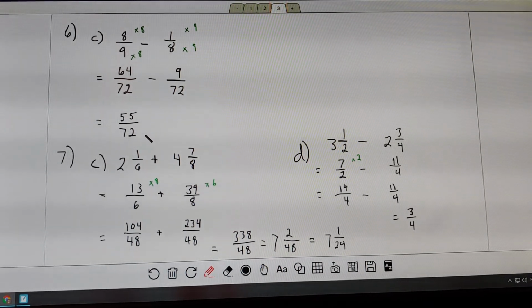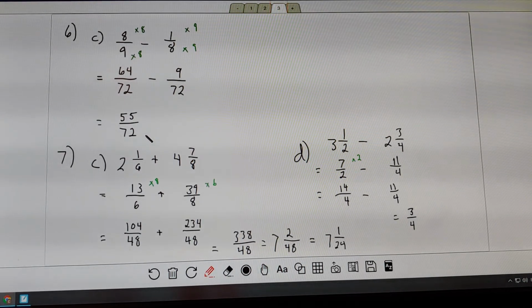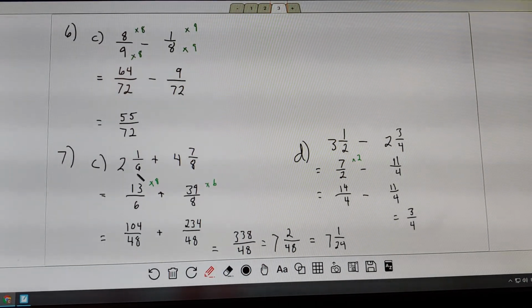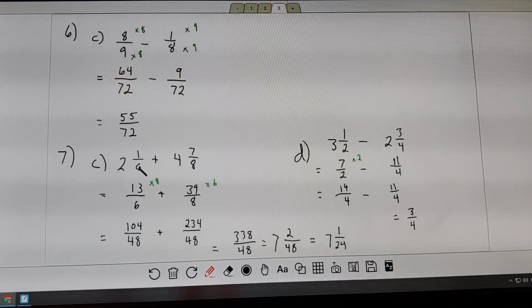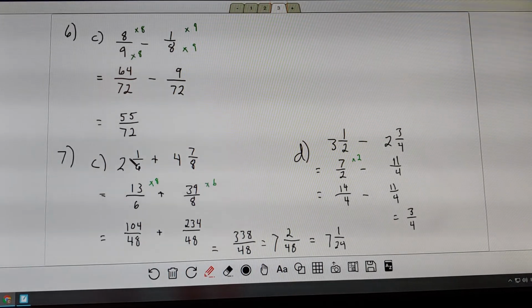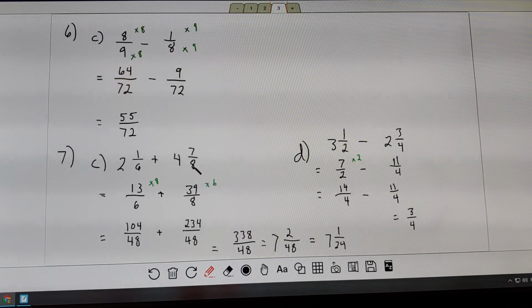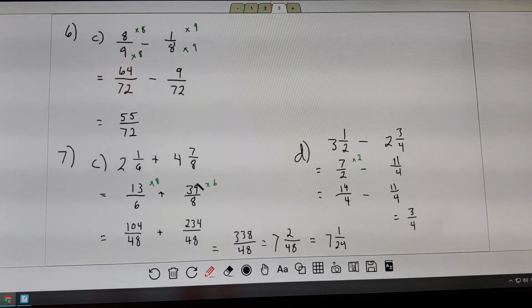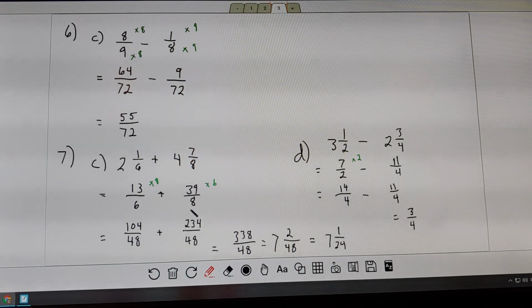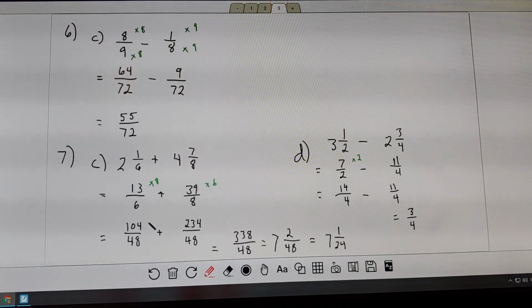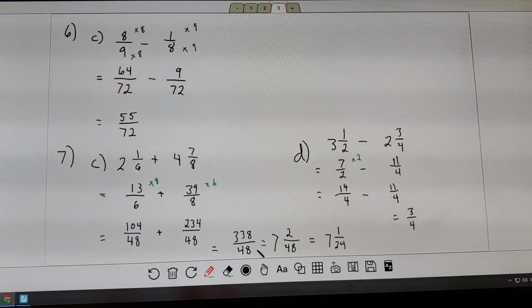Then 7 said you get to add or subtract, and they've given us mixed numbers to work with. So first thing, mixed numbers, no matter what you're doing, always go in proper fraction. So 6 times 2 is 12, plus another one's 13 over 6. And then 8 times 4 plus 7, 39. Common denominators, multiply this whole fraction by 8, this whole fraction by 6, gives us these. Add the numerators, we get 338 over 48.